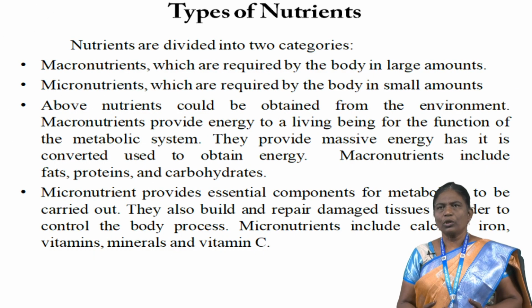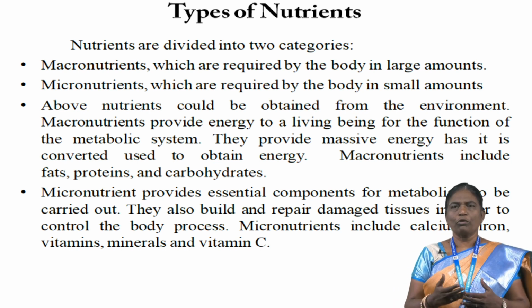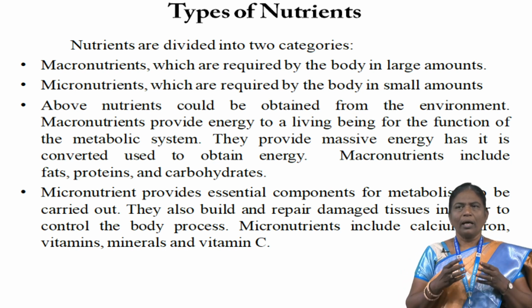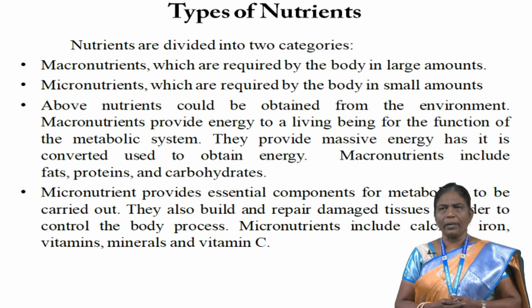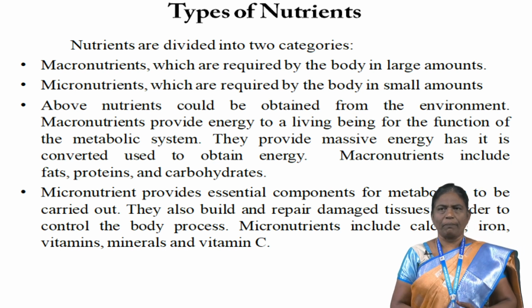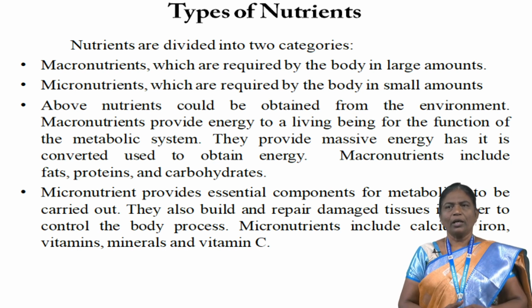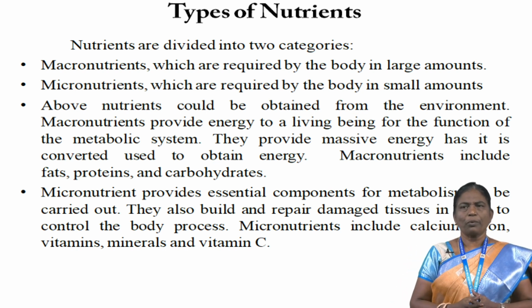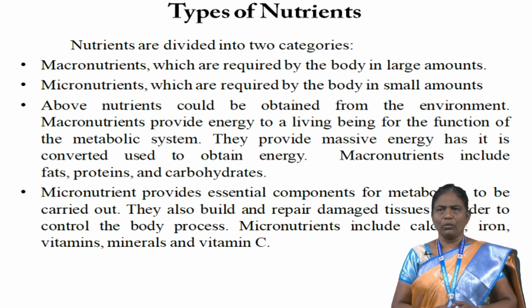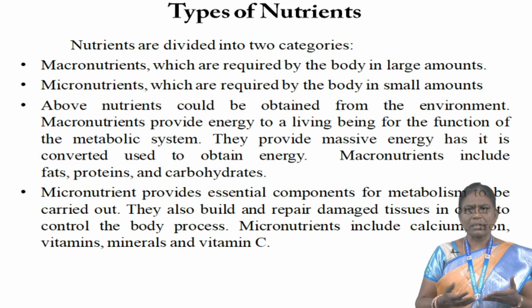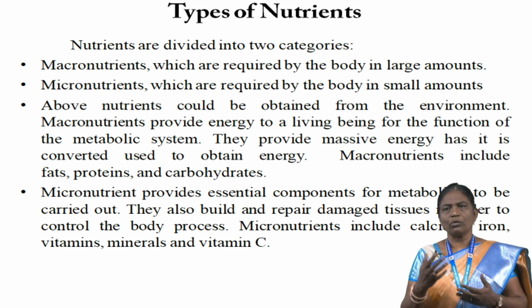The types of nutrients. The nutrients are generally categorized into two types, macronutrients and micronutrients. Macronutrients are required by the body in large amounts and the micronutrients are required by the body in small amounts. Above nutrients could be obtained from the environment. Macronutrients provide energy to a living being for the function of the metabolic system. They provide massive energy, which has to be converted into energy. Macronutrients include fats, proteins and carbohydrates. Micronutrients provide essential components for metabolism to be carried out. They also build and repair damaged tissues in order to control the body process. Micronutrients include calcium, iron, minerals and vitamins, fat soluble and also water soluble vitamins.